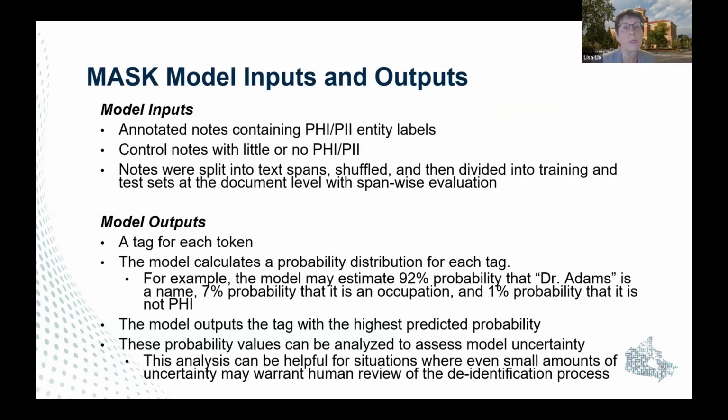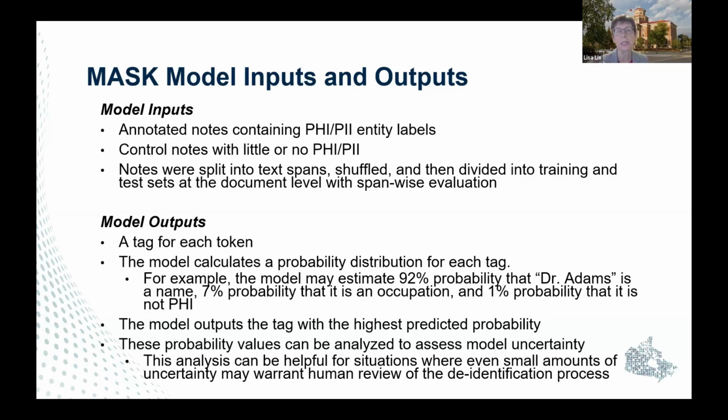All right, so what we're taking as input, we've got annotated notes that contain personal identifying information, and we've labeled them. We've got the control notes, and then we've taken these notes and we're really working with sections of text that we'll call text spans. And then we work with those and divide them into training and test data sets at the document level. But we're doing the evaluation at the text span level. So these short pieces, in other words, the sets of characters, is what we're actually working with. And then what we output is a tag for each of the tokens.